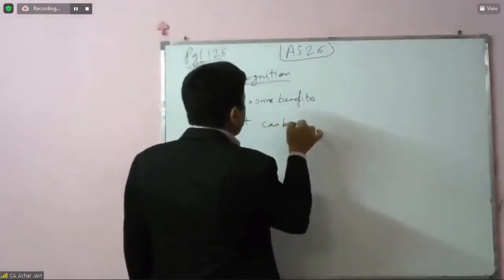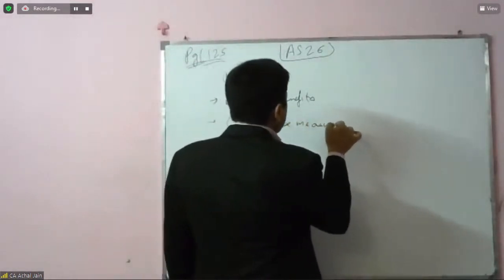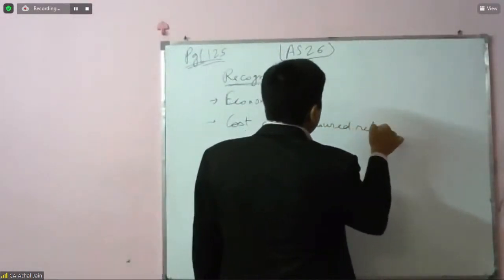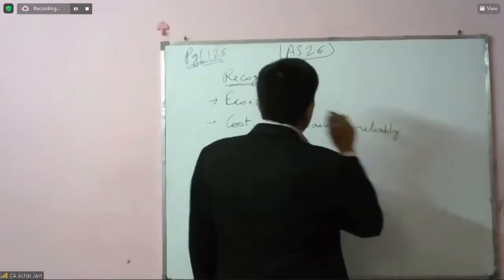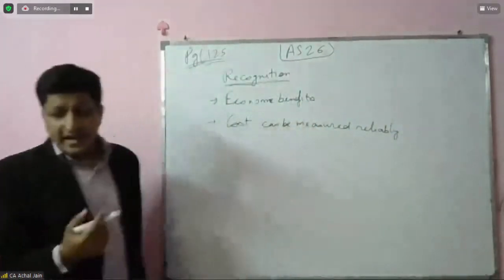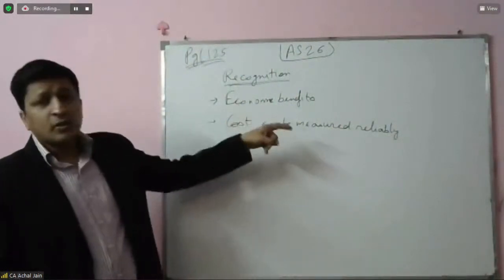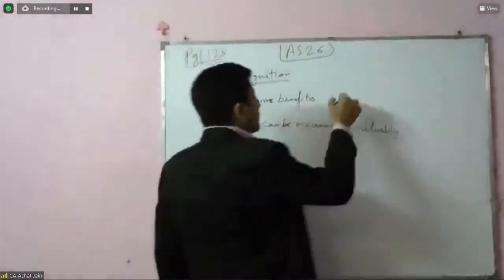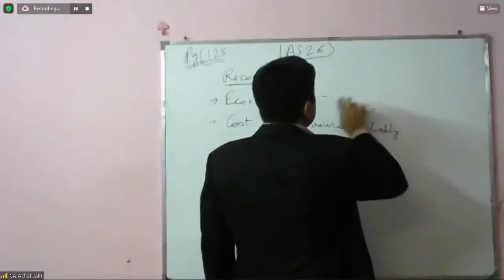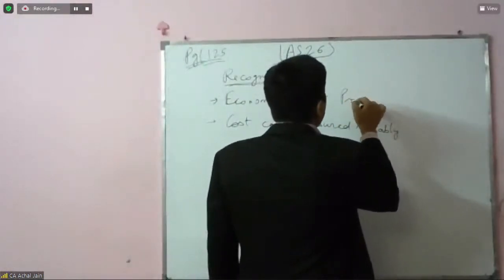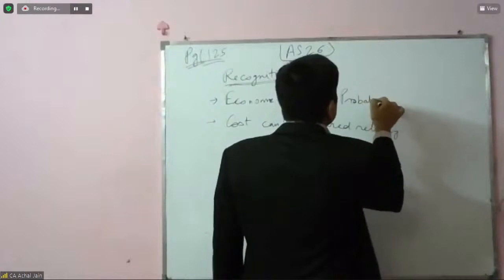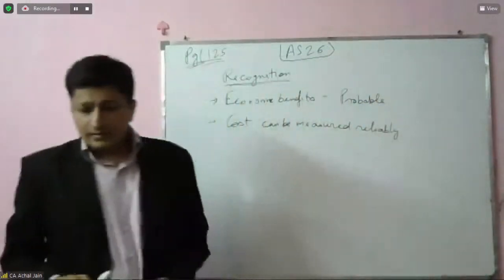Cost can be measured reliably. Second thing which Sakshi has added to this is that future economic benefits should be probable. So these should be probable. Correct?